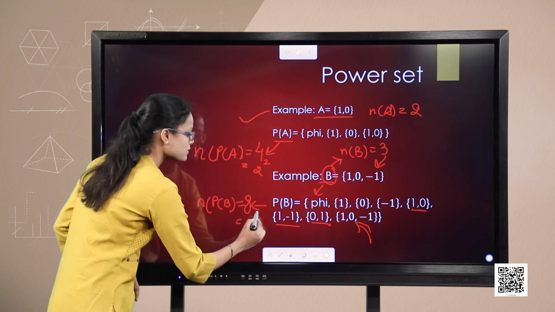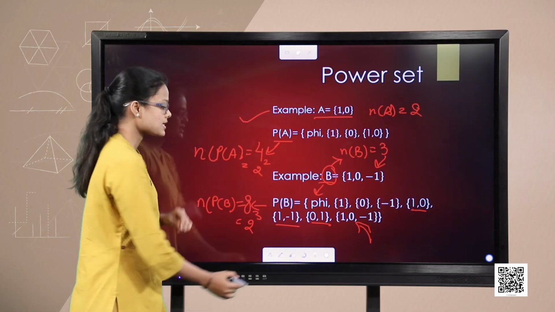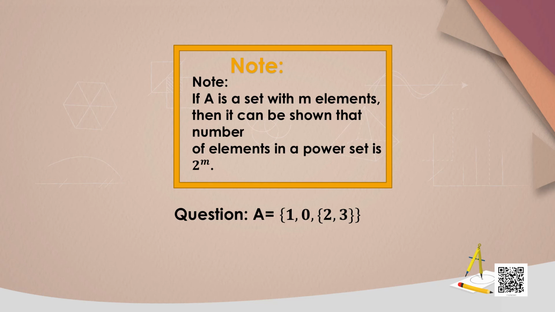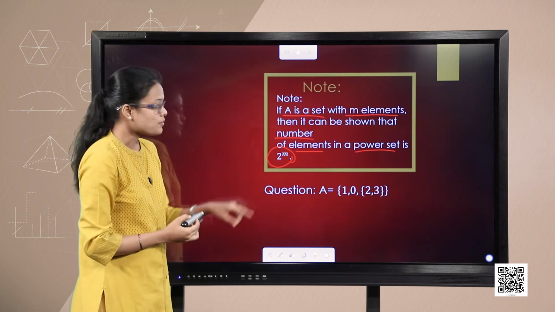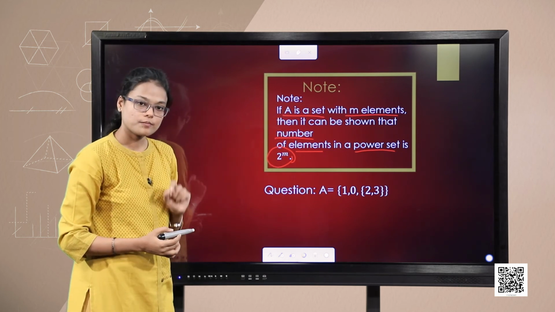And now observe the pattern. Can you observe a very important point in it? Yes, you may observe this. What does it state? That if A is a set and m is the number of elements, then it can be shown that the number of elements in the power set is 2 raised to power m, where m is the number of elements in the set A.